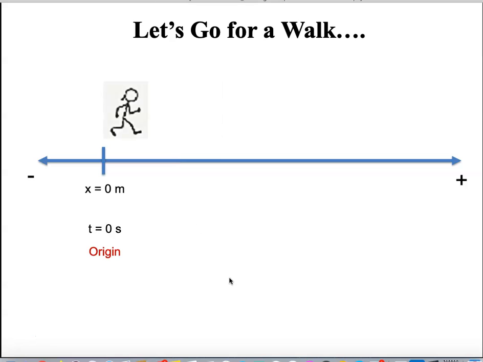Backing up, you also have a positive direction that you've defined and a negative direction that you defined. It doesn't matter which way is which. You're just making the decision. One is positive, the other has to be negative. All right, so you go for a walk.